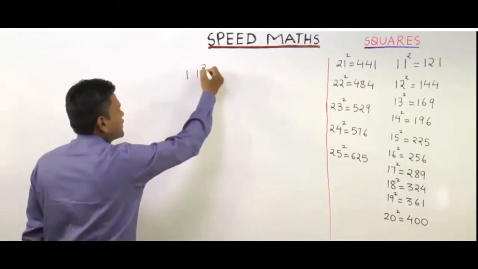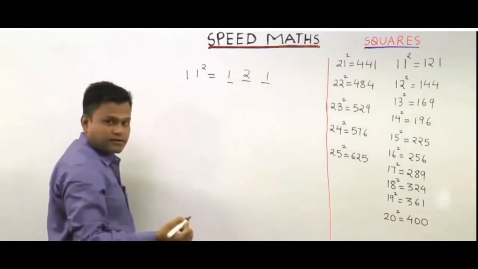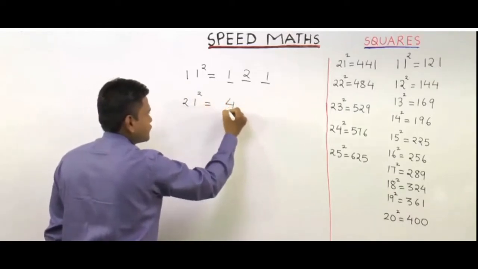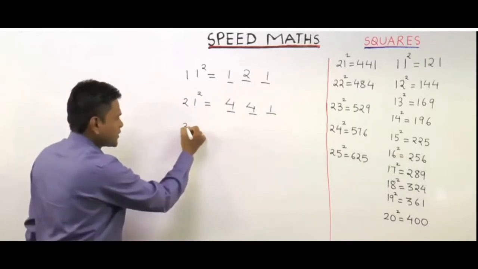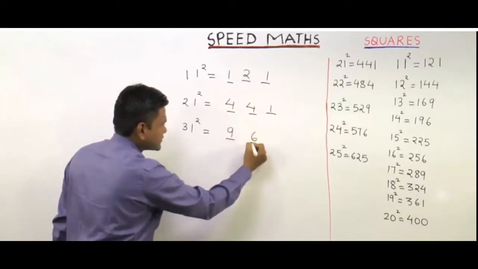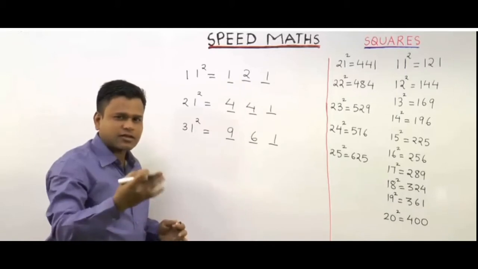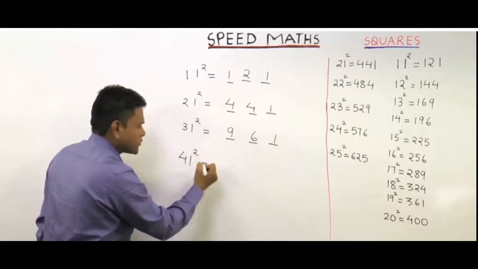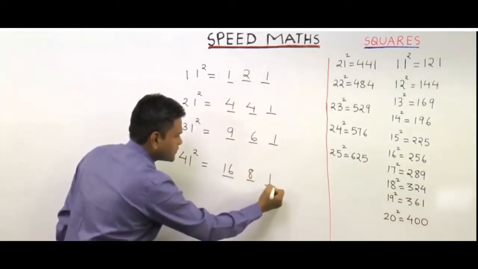11 square, all of you know that: it's 1, 2, 1. 21 square, yes, all of you know that: it's 4, 4, 1. Let's take 31 square. This is 9, 6, 1. Pretty simple. You don't have to really memorize it. There's a small trick which is applicable, and that's how you'll get the answer. We'll learn that. 41 square is 1681.